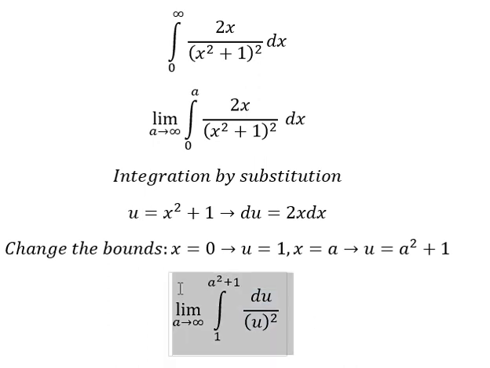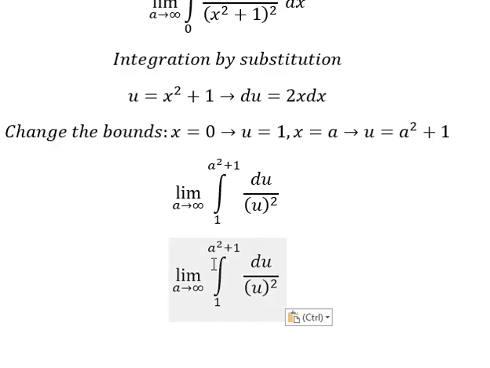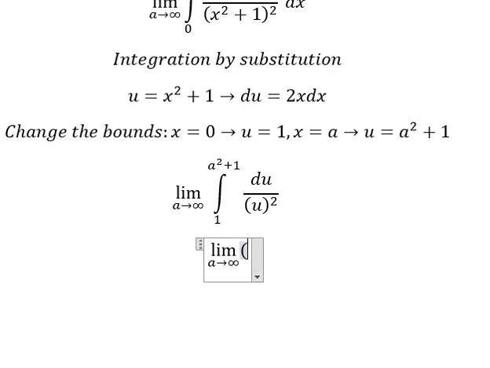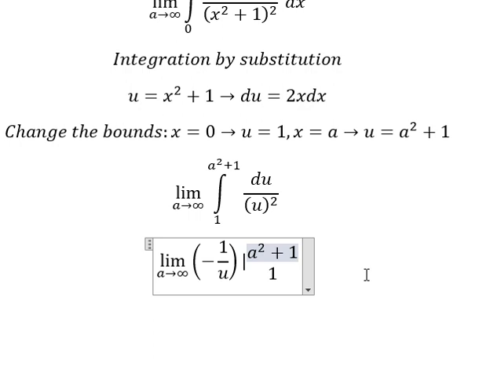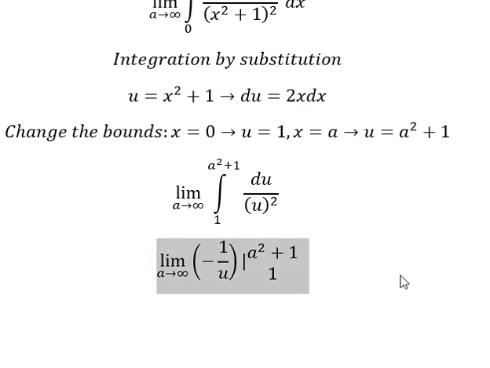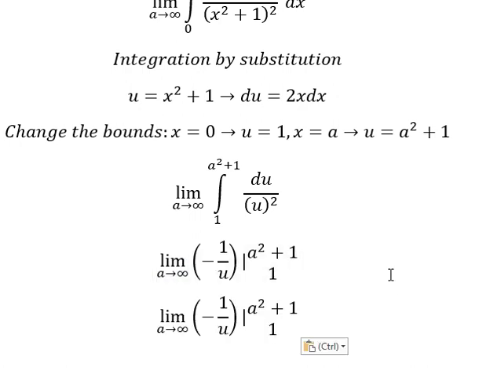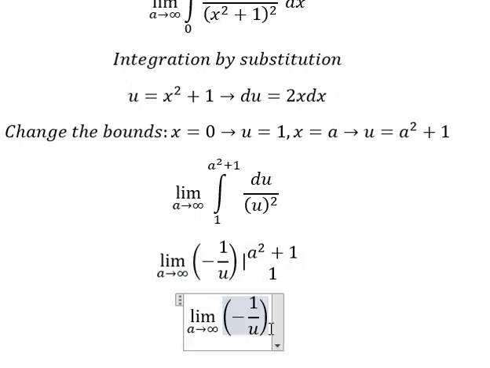The integration of this one is negative 1 over u, and we put the bounds from 1 to this one. So in this situation, I will put this one here, and 1 here. So we have it like this.